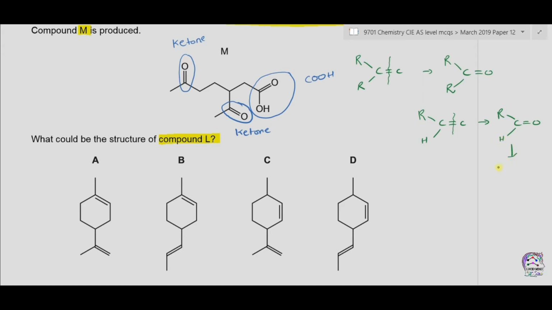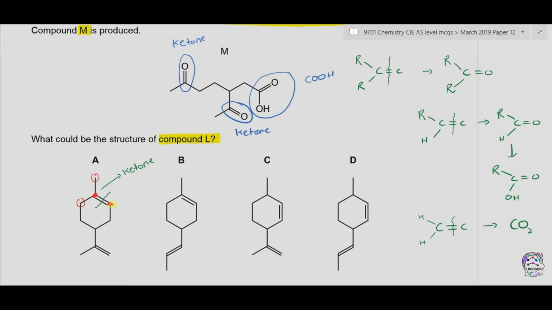And it is further oxidized to carboxylic acid. If the double bonded carbon atom has two hydrogen atoms, then it is converted into CO2. Now looking at option A, we have this carbon which is making a double bond, and this carbon has two alkyl groups attached. So therefore this bond will break and this carbon will make a ketone.